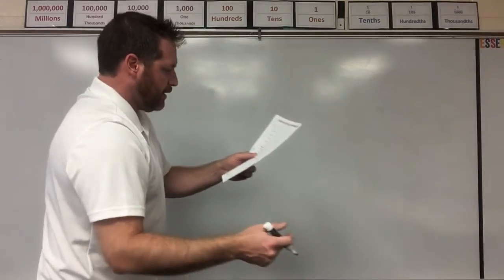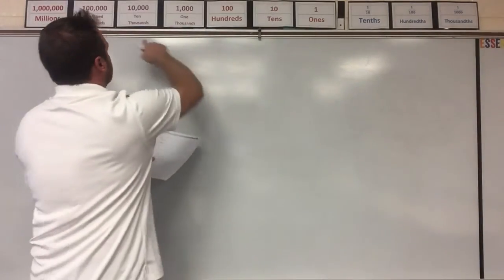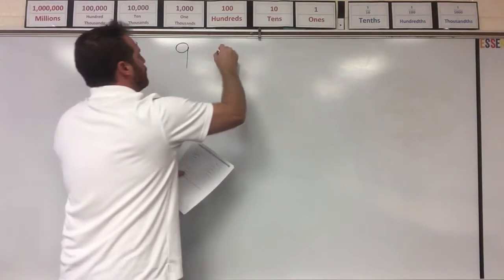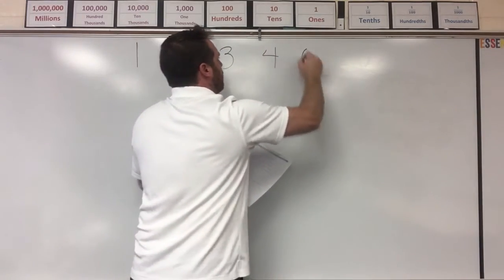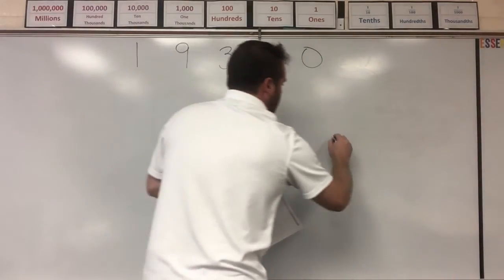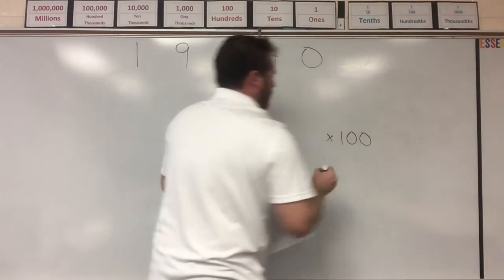Moving on to number 2, I'm going to skip ahead to letter B. The number is 19,340. Letter B, we're multiplying by 100.